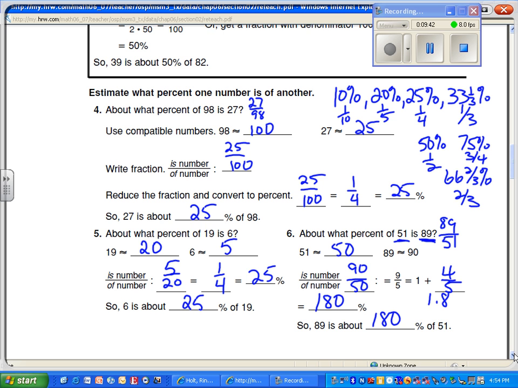So give it a try on the homework at 6-2 practice, and let me know if you have any problems.